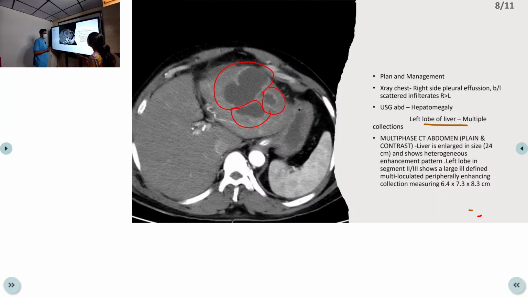What might be the organism causing this one? Usually the organisms can be E. coli, Klebsiella, or else if it's a single collection, it can be Entamoeba histolytica, which usually occurs as a single collection. As we have multiple collections, and we didn't know the culture report, multiple collections can be because of Staphylococcus aureus also. Then hydatid cyst, these things can also happen.